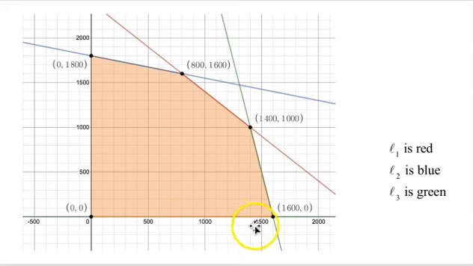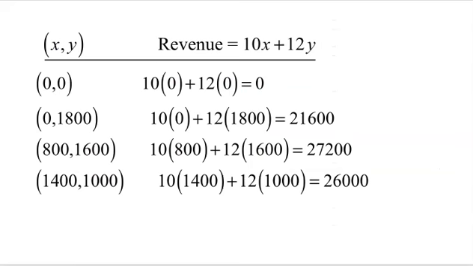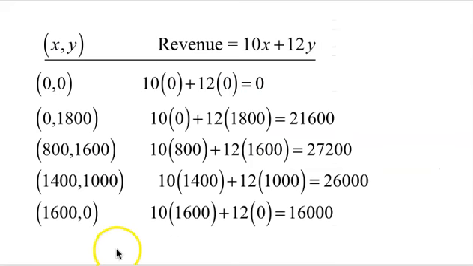And then our last corner point here is just 1,600, 0. 10 times 1,600 plus 12 times 0 is 16,000. Now we're looking for the maximum revenue. Which one of these gives us the largest number? That would be 27,200. So 27,200 cents is our maximum revenue.